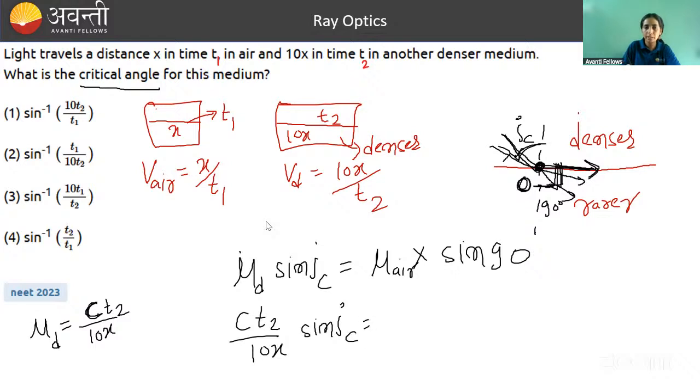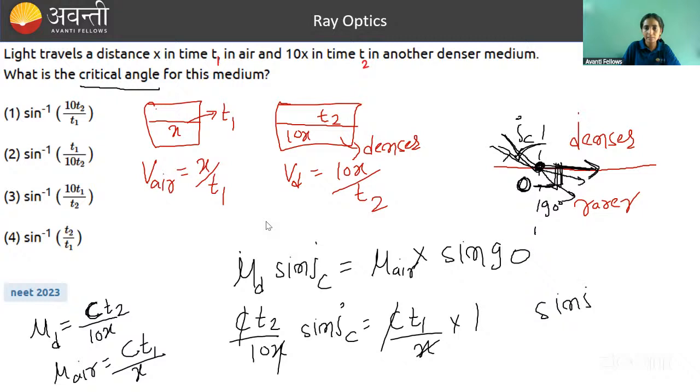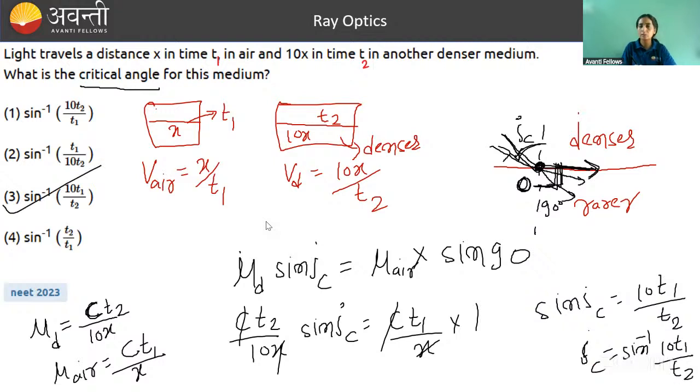And mu air, if you calculate it, is again speed of light in vacuum divided by speed of light in air. So this is c divided by x by t1, which is equal to c t1 by x, into 1. X will get cancelled. C will get cancelled. So sin IC is equal to how much? 10 t1 by t2. So here IC will become sin inverse of 10 t1 by t2. So the correct answer will be your third option.